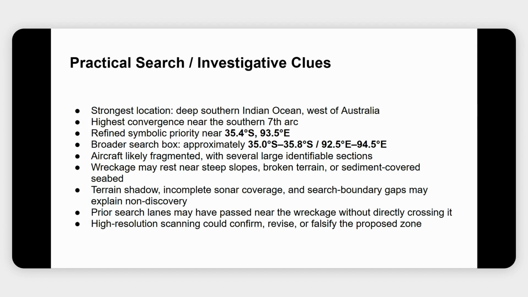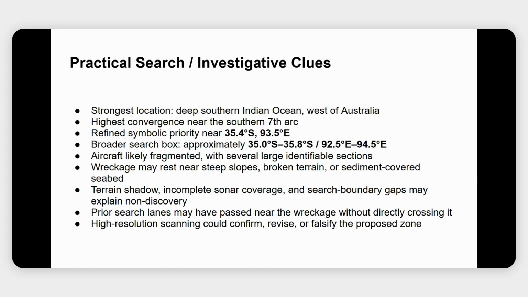So the aircraft is likely fragmented with several large identifiable sections still remaining. I know there was a section that washed up on a beach, but there are still other identifiable sections likely. The wreckage may rest near steep slopes, broken terrain, sediment-covered seabed, terrain shadow, incomplete sonar coverage, and search boundary gaps may explain non-discovery. So it sounds like they were near it. They didn't cross directly over it, and there was just some gaps there in the search boundary.